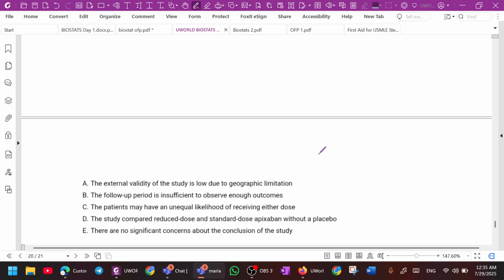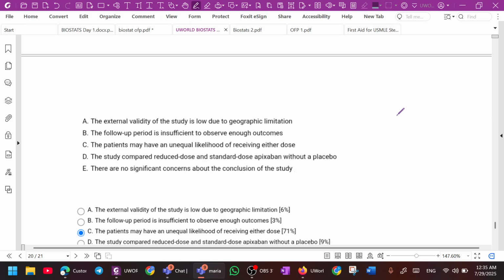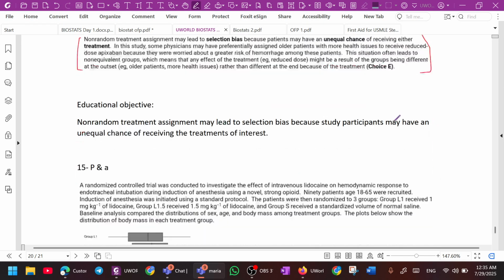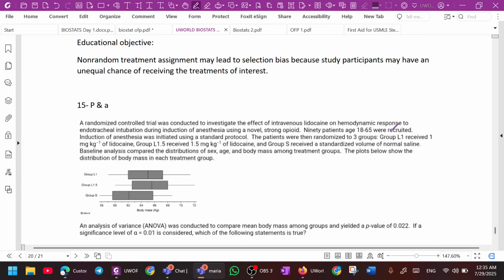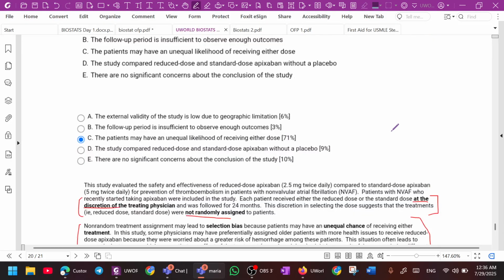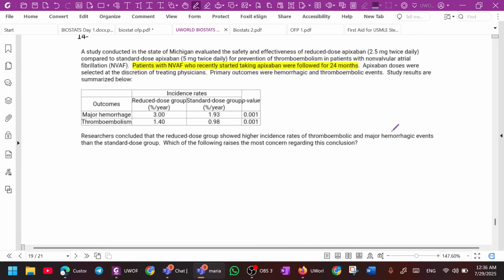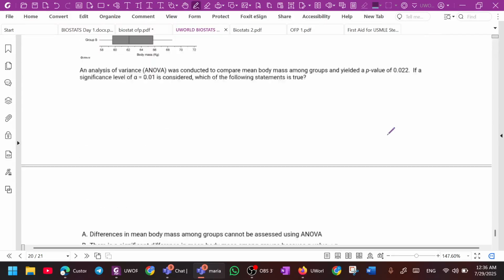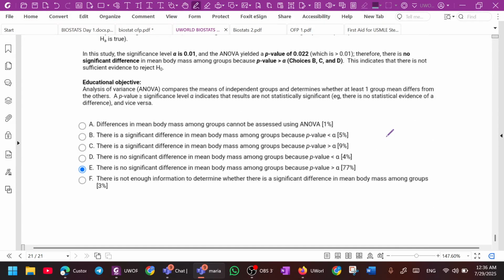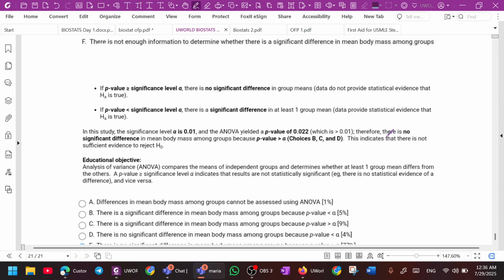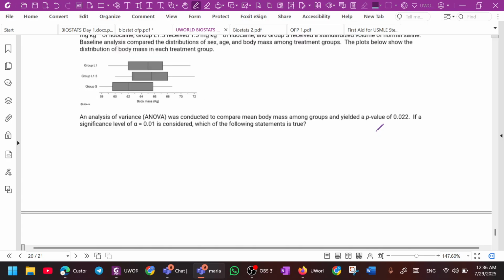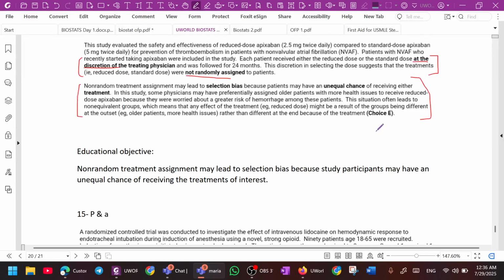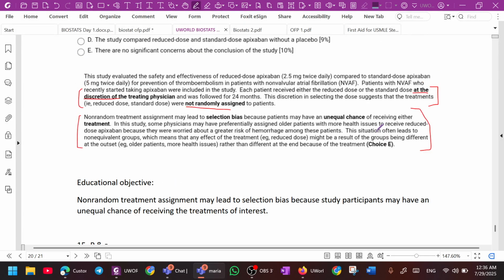Wait 1 second. Where am I going? Okay, I scrolled too much. Okay. Sorry.